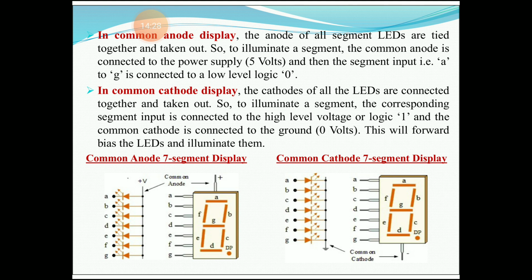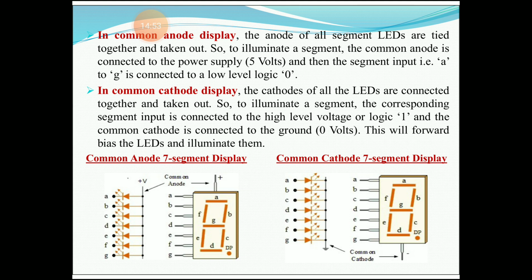In common anode display type, the anodes of all segment LEDs are tied together and taken out. So to illuminate a segment, the common anode is connected to power supply or 5 volts, and the segment input, that is A to G, is connected to logic level, that is logic 0.